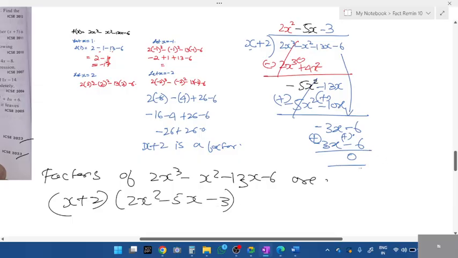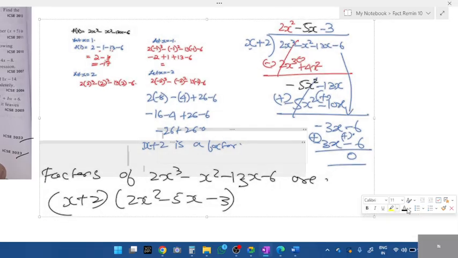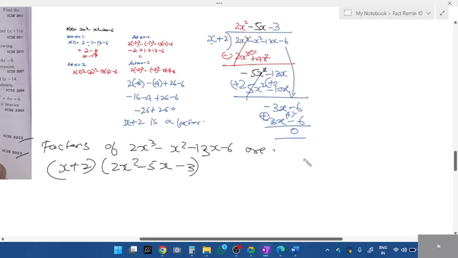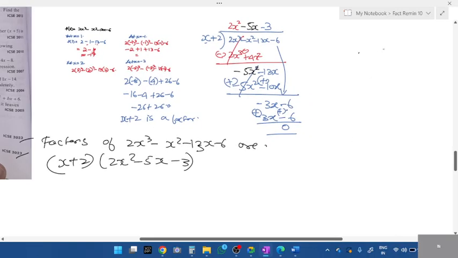Use the sum and product rule, students. How do you solve using sum and product? 2 3s are 6, right? Which combination gives 5? 2x square plus 1x and minus 6x minus 3. Is it correct? Is it right, students?